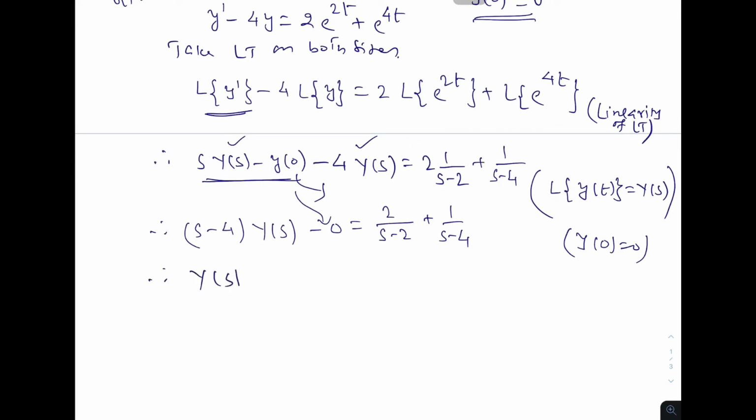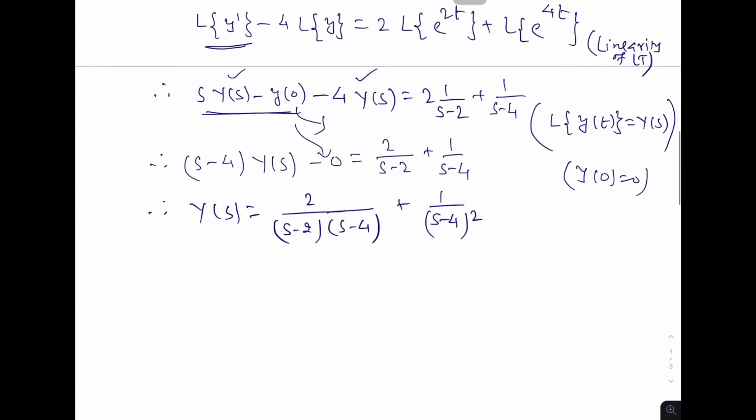And therefore Y(s) is equal to 2 over (s minus 2)(s minus 4). This s minus 4 you can take now on this side, plus 1 over (s minus 4) square. Now this can be made into partial fractions like 1 over (s minus 2)(s minus 4). So you can have A over s minus 2 plus B over s minus 4.